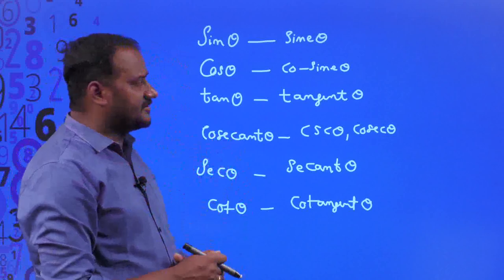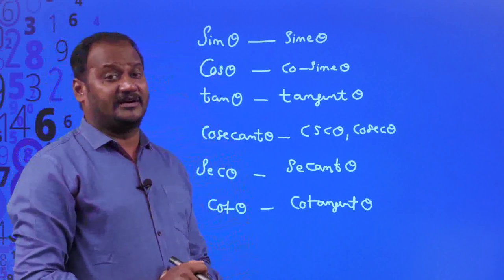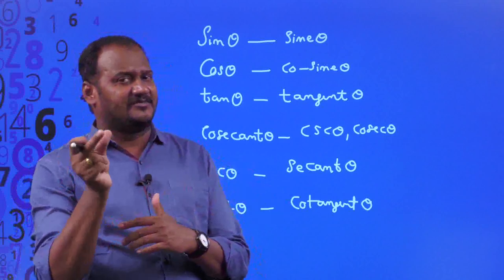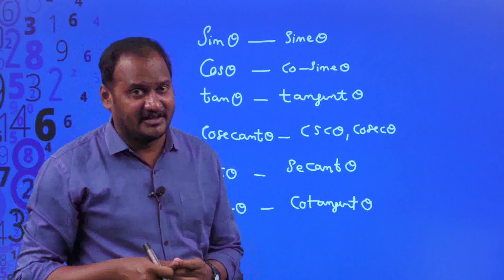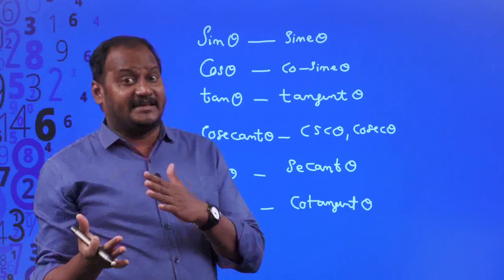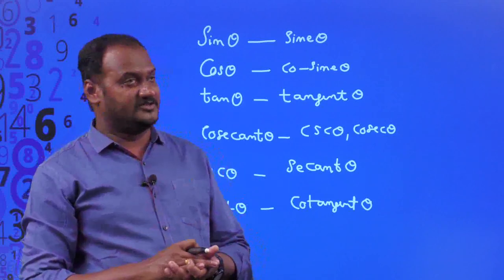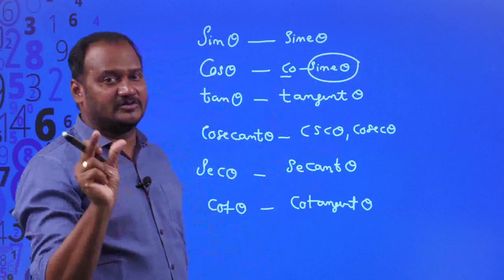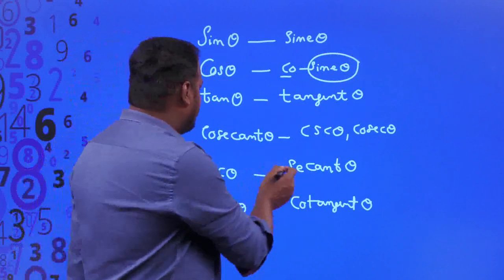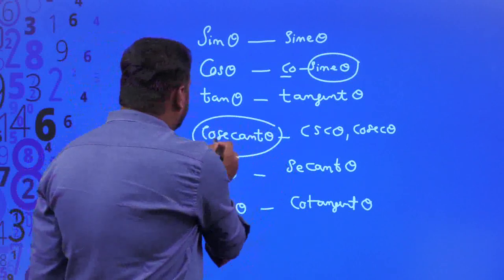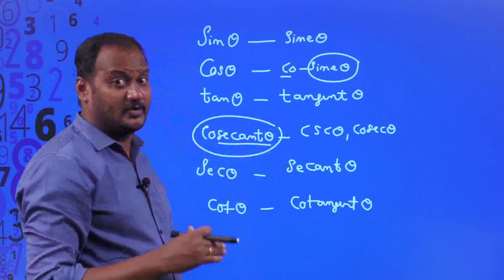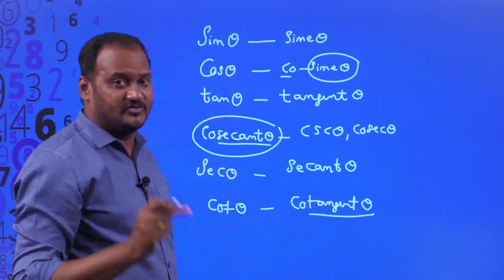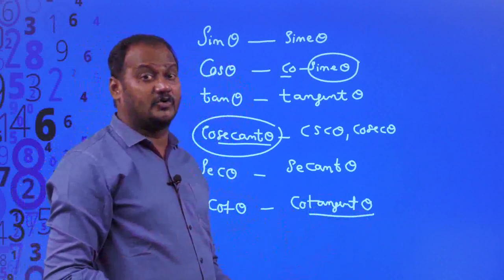If you observe the full forms of trigonometric ratios, you can understand one thing: some trigonometric ratios are named again with a little modification. What is that modification? Two letters are added to those ratios. Have you observed? See here, cosine theta. Sine theta was already there, but CO is added to that. Similarly, CO is added to secant theta, that's why it became cosecant theta. Similarly, tangent theta was already there, CO is added to tangent theta, then it became cotangent theta.